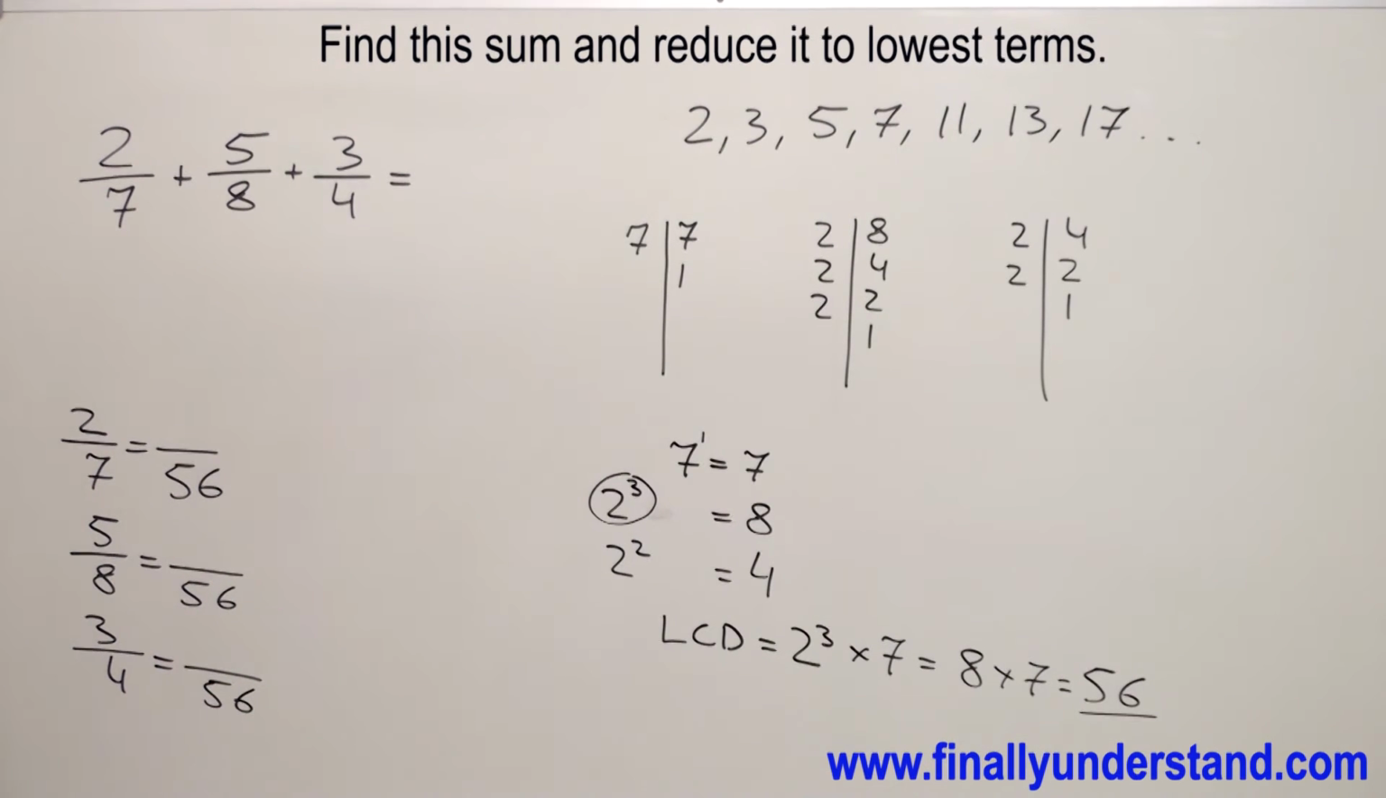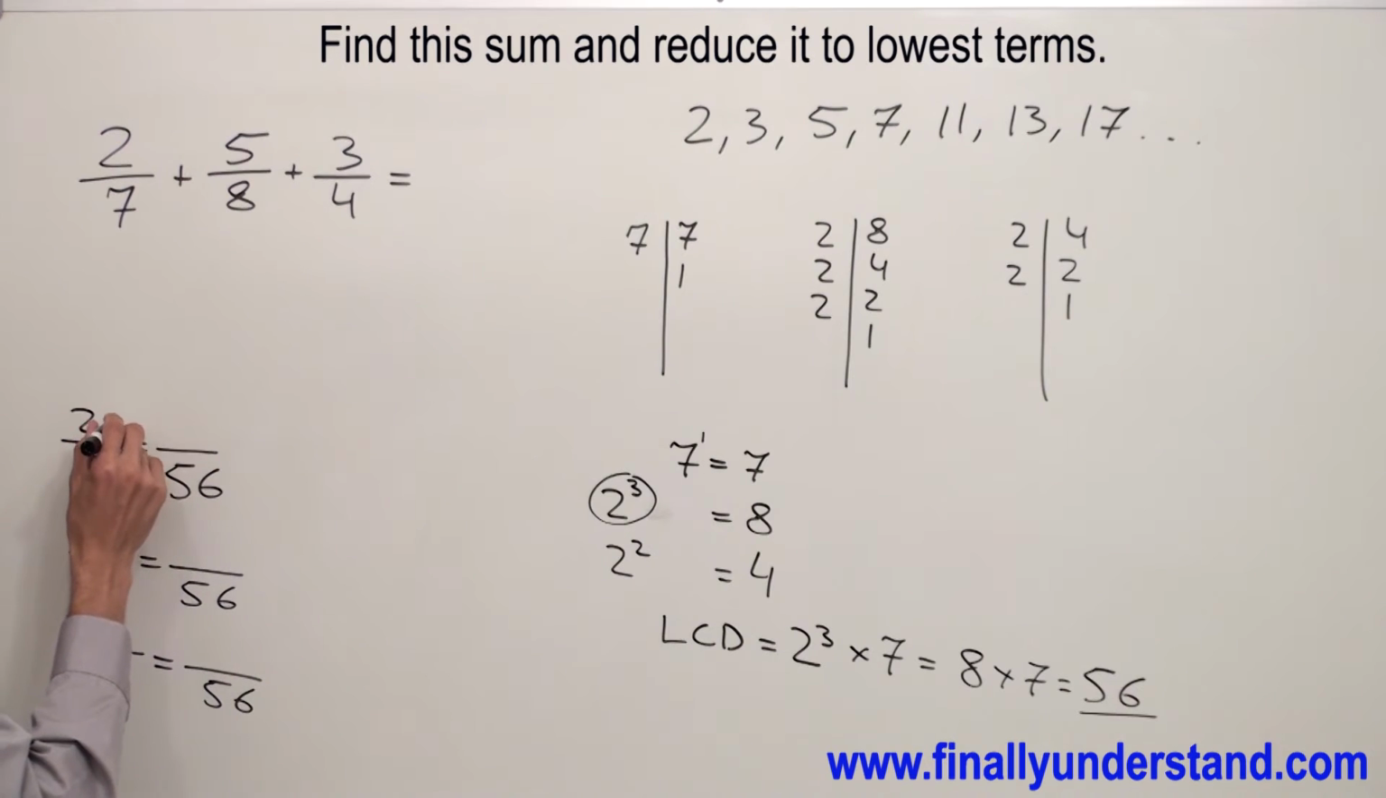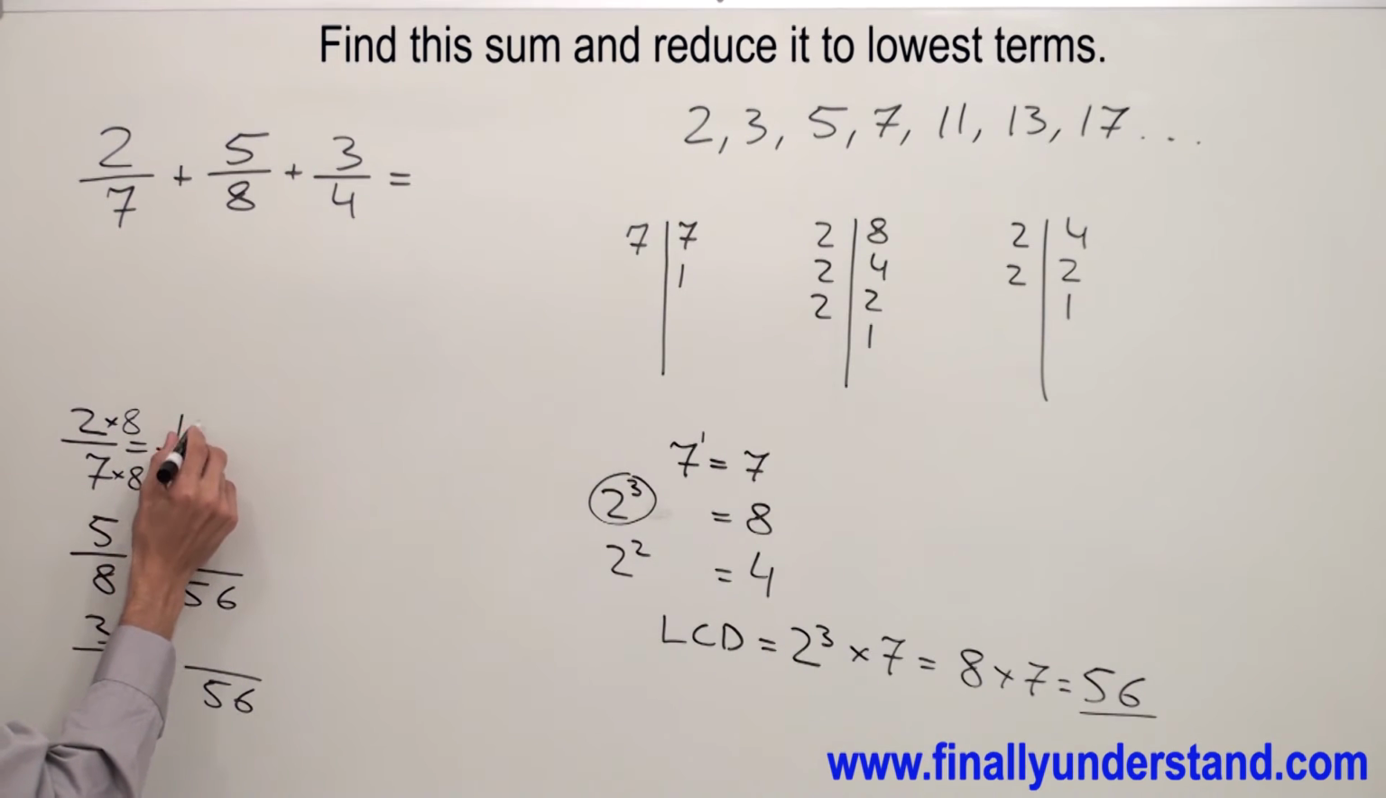Okay, now by what number do I have to multiply 7 to get 56? I have to multiply by 8. Whatever I did in the denominator, I have to do in the numerator. Okay, so that's why this is going to be times 8. 2 times 8 is equal to 16.